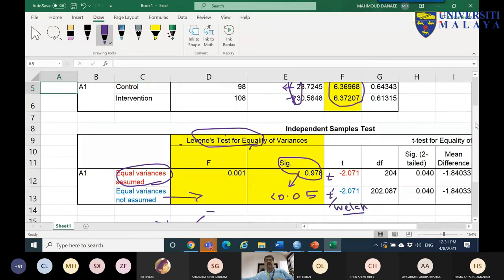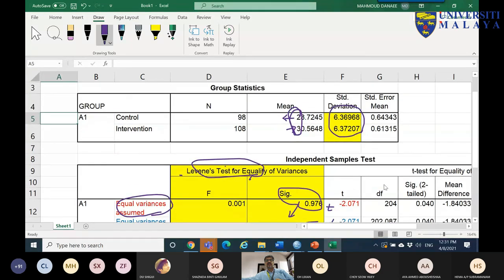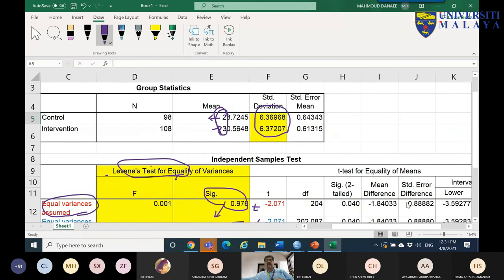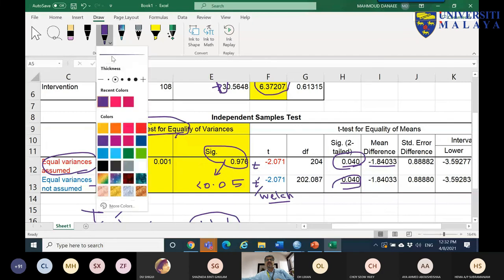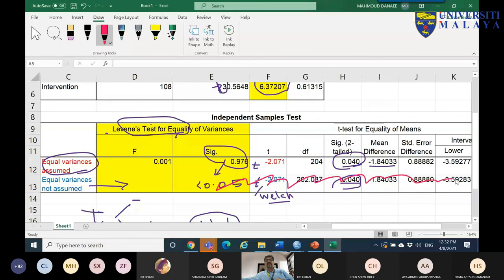So the mean difference between control and intervention, how much is the mean difference? The mean difference is 1.84. And is it significantly different between control and intervention? So which p-value should be reported, the first or second one? So the variances are the same or not? This p-value is not significant, right? So that's why we ignore the second line. If this p-value is more than 0.05, still go straight. If this p-value is less than 0.05, go down.